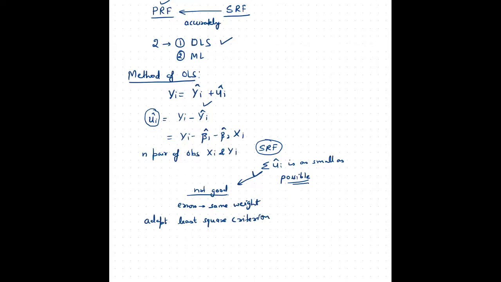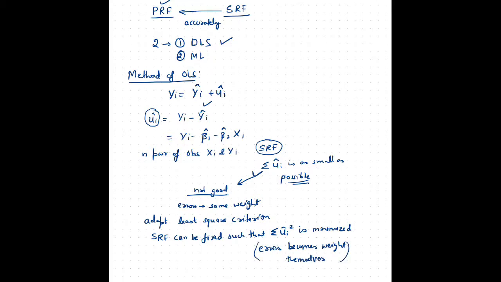Where what we are doing is that the sample regression function can be fixed such that summation ui hat square is minimized. Here what is happening is that errors weight themselves. Now this is a good criterion.